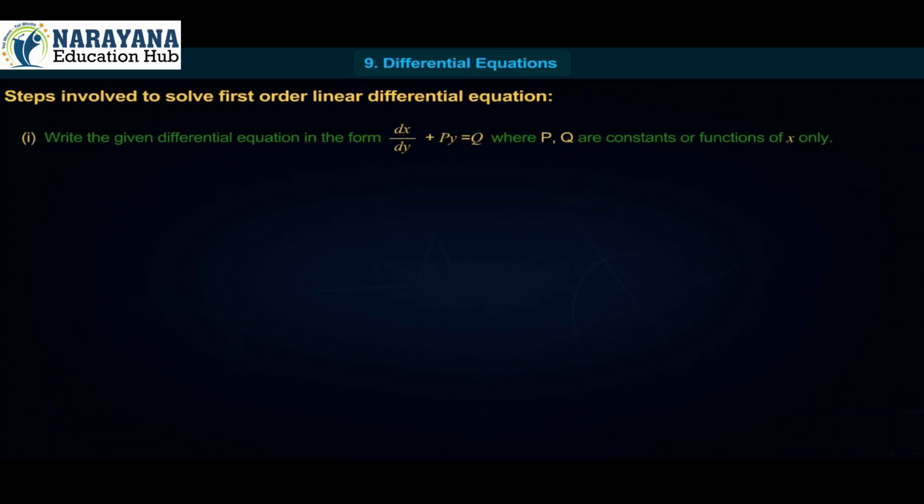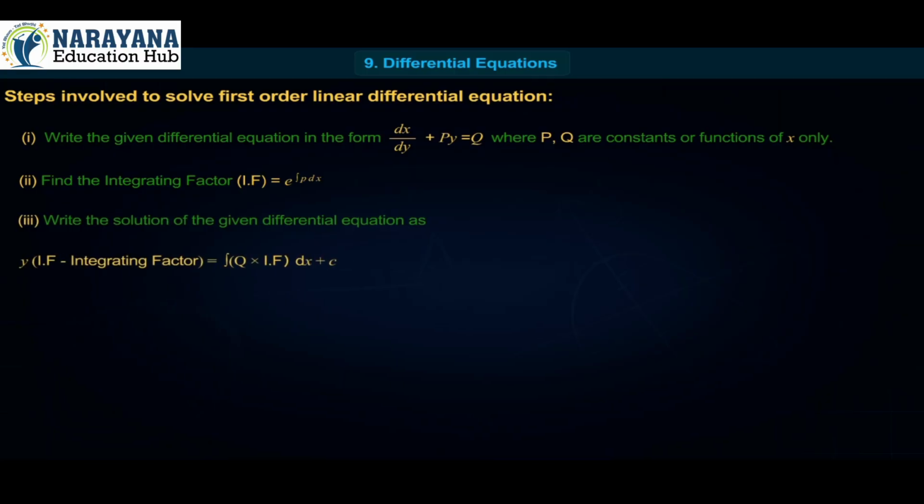Number 1. Write the given differential equation in the form dy by dx plus py is equal to q, where p, q are constants or functions of x only. Number 2. Find the integrating factor, that is IF, is equal to e raised to integration p dx. Number 3. Write the solution of the given differential equation as y times integrating factor is equal to integration q into integrating factor into dx plus c.